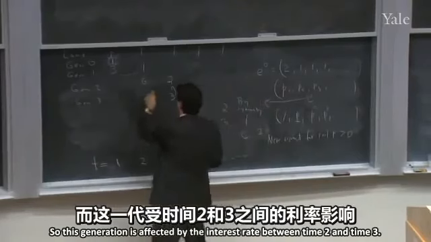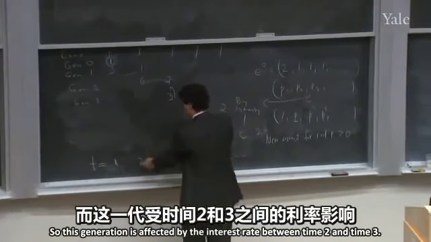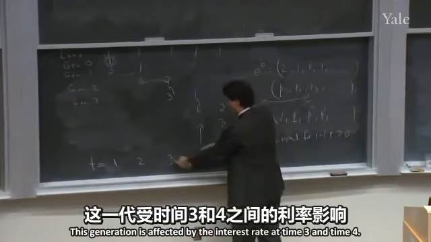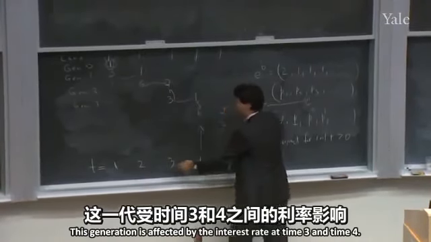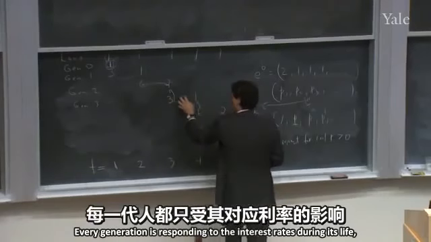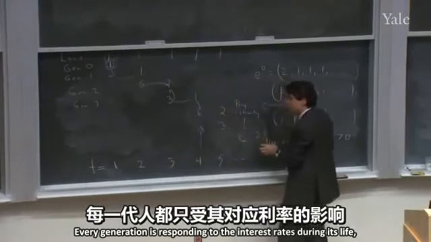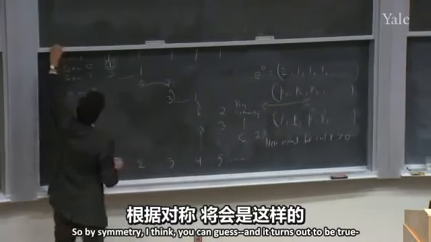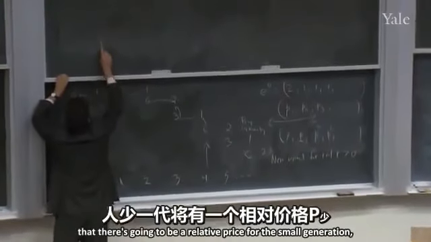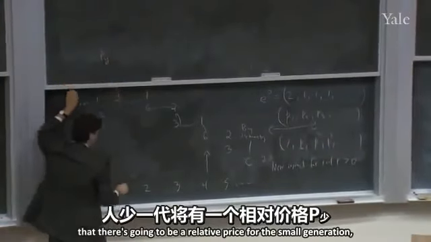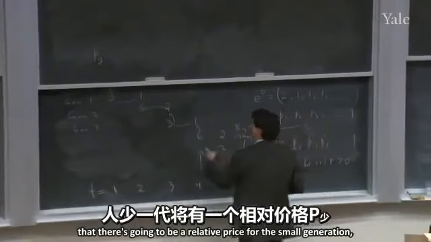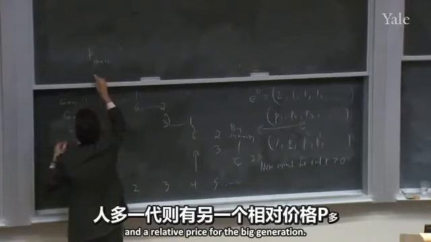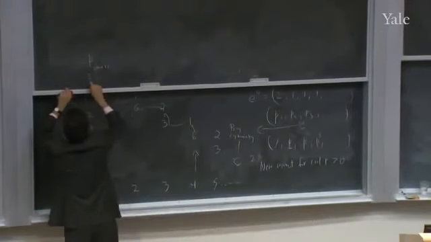Okay, so this generation is affected by the interest rate between time 2 and time 3. This generation is affected by the interest rate between time 3 and time 4. Every generation is responding to the interest rates during its life, not during another generation's life. So by symmetry, I think you could guess, and it turns out to be true, that there's going to be a relative price for the small generation and a relative price for the big generation.